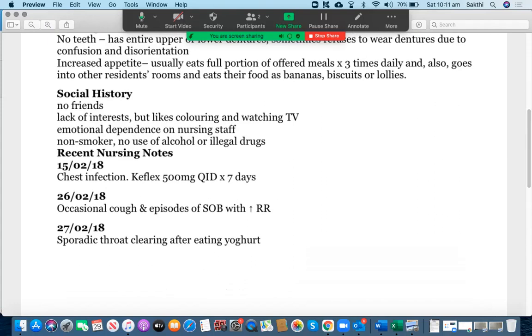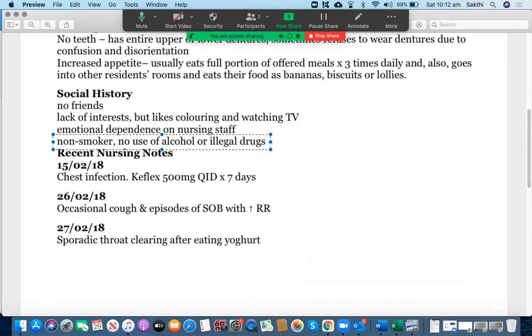No friends, lack of interest, but likes coloring and watching TV. Emotional dependence on nursing staff. Non-smoker, no use of alcohol. Did you include this one? Did you mention anywhere like this? No, sir.